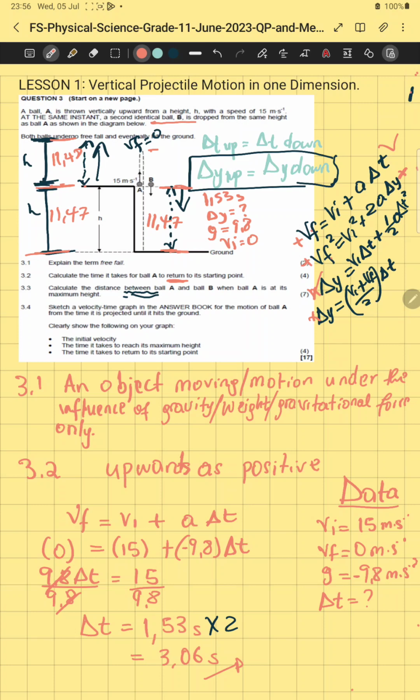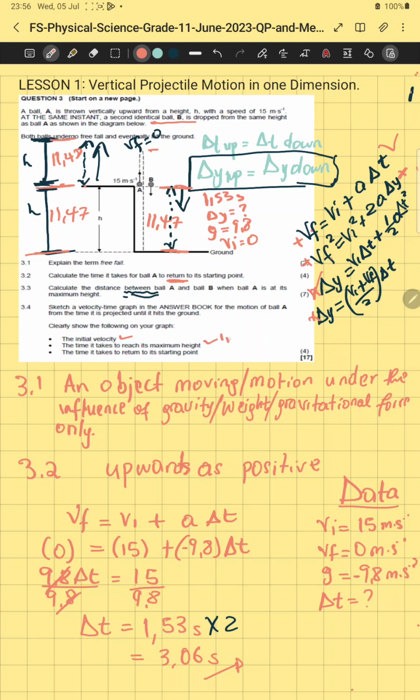Okay, now let's move on to the last question. In the last question they say sketch a velocity-time graph in the answer book for the motion of ball A from the time it is projected until it hits the ground. So they're just asking us to draw the graph only for ball A, not for ball B. In our graph we are asked to show the initial velocity and also the time it takes to reach its maximum height.